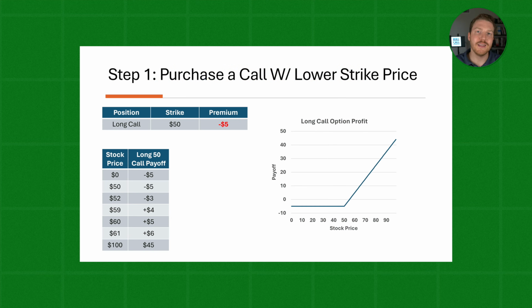The first step is to purchase or go long on a call with a lower strike price. We'll stick with the same example that we discussed earlier in this video. We're going to assume that we're buying a call option with a strike price of $50, and we're going to pay $5 for the right to do so. So a $5 premium. The profit profile in the graph on the right is exactly the same as the long call that we discussed a few minutes ago.